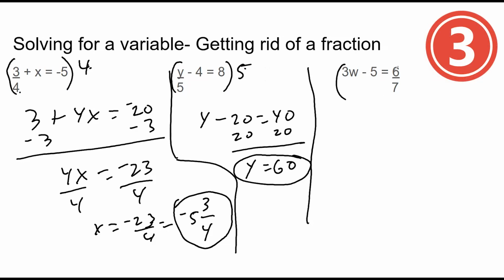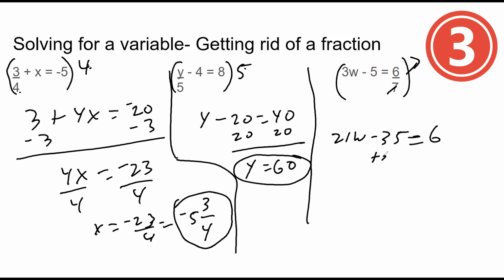All right, for this one, I'm going to multiply everything by 7. 7 times 3w is 21w. 7 times negative 5 is negative 35 equals. This is why I multiplied by 7, because the 7's cancel. And I'm left with 6.